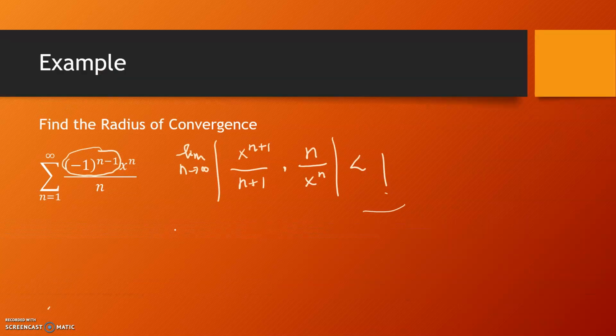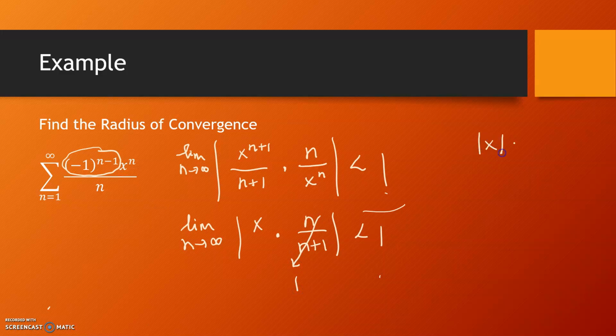Gather like terms again. And I have x times n over n plus 1. This is going to go to 1. So I have absolute value of x is less than 1. Or in other words, -1 is less than x is less than 1. So my radius is 1.